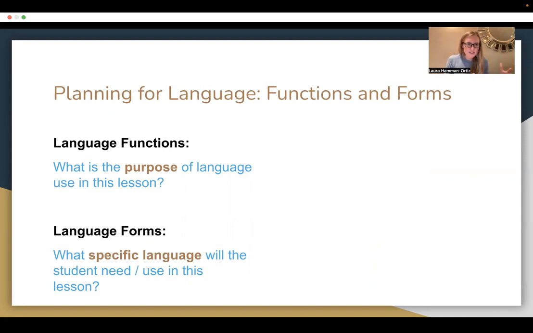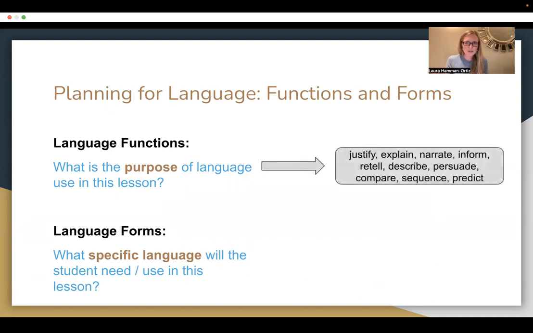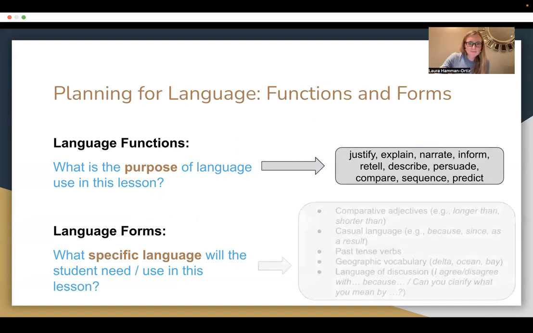So the first question is, what is the purpose of language use in this lesson? How are students using language? Are they justifying? Are they explaining, narrating, informing, retelling, describing, persuading, comparing, sequencing, predicting? There's a lot of different ways that we use language to accomplish something. So thinking carefully about how are students using language? What is the purpose of language?